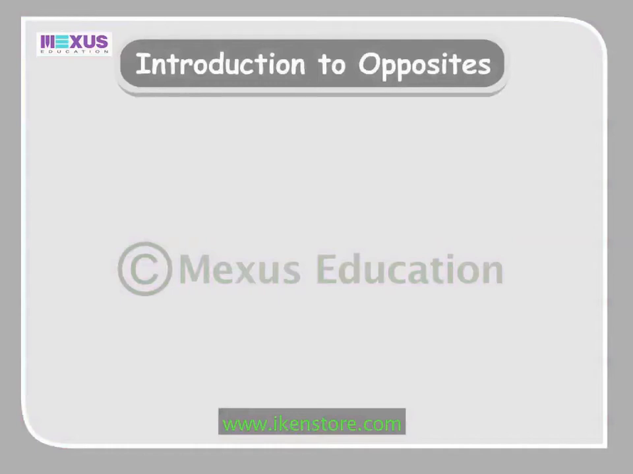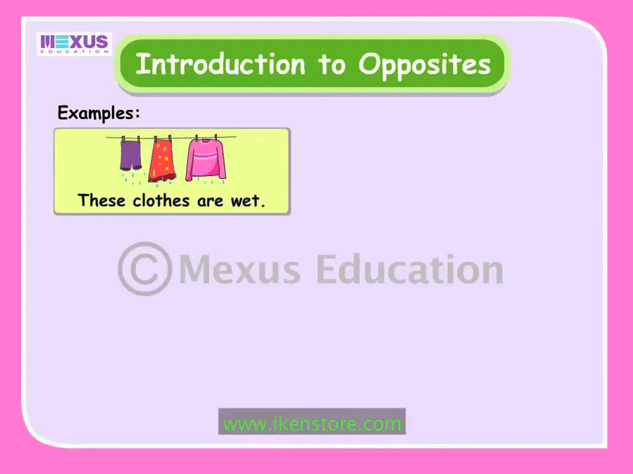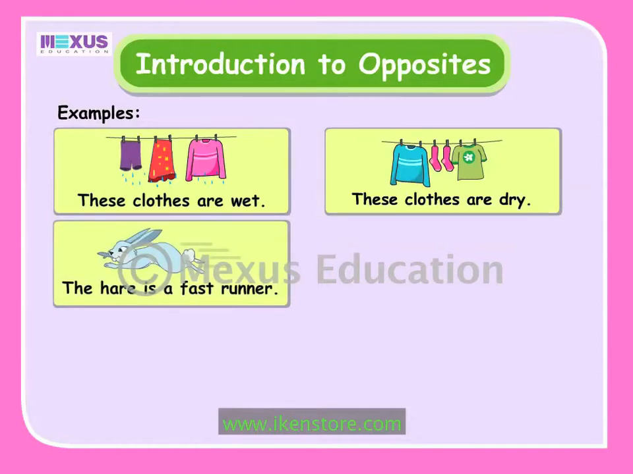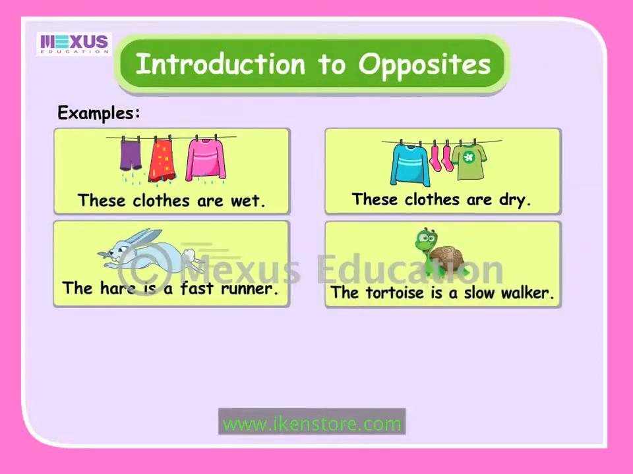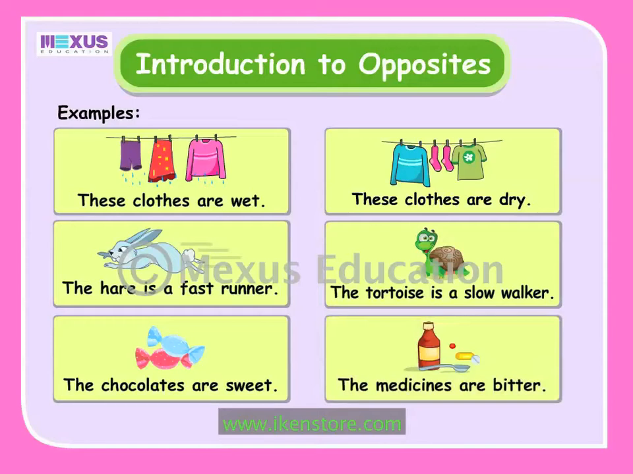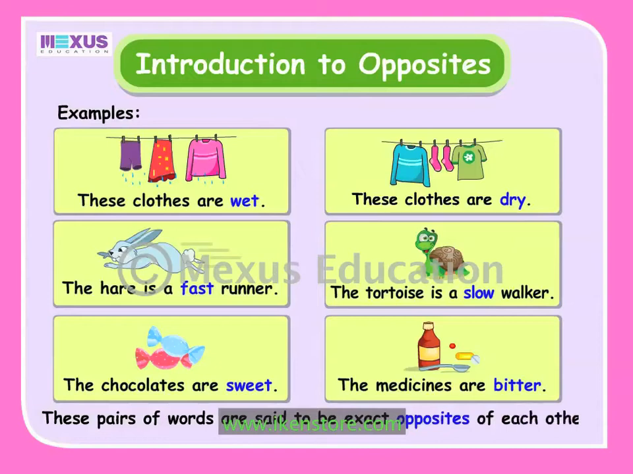Let's learn about opposites with Zizi and Fleck. Look at the following sentences. These clothes are wet. These clothes are dry. The hare is a fast runner. The tortoise is a slow walker. The chocolates are sweet. The medicines are bitter. The words wet and dry have opposite meanings. So do the pairs of words fast and slow, and sweet and bitter. These pairs of words are said to be exact opposites of each other.